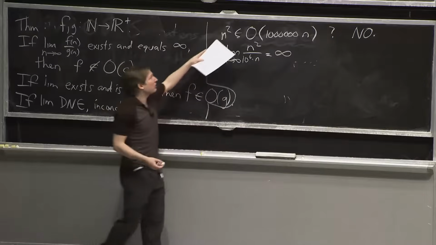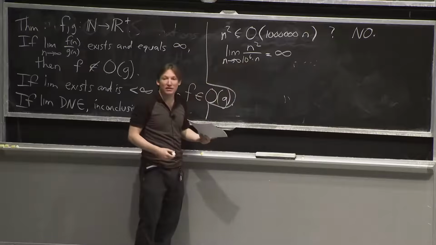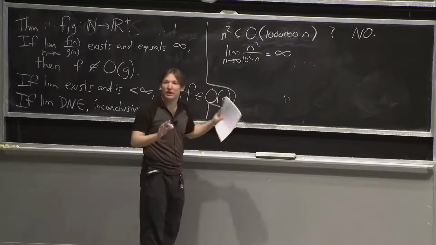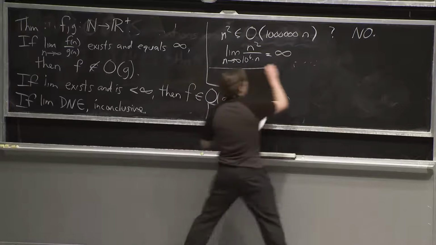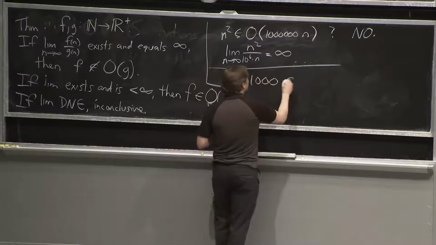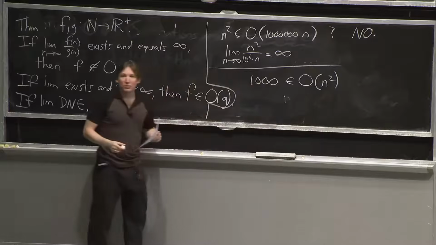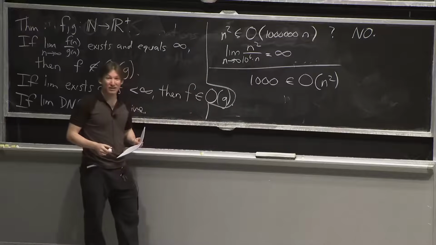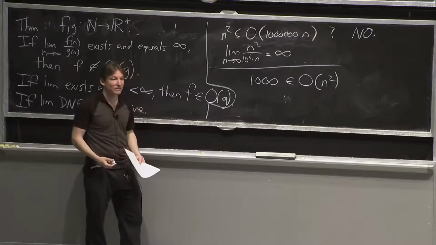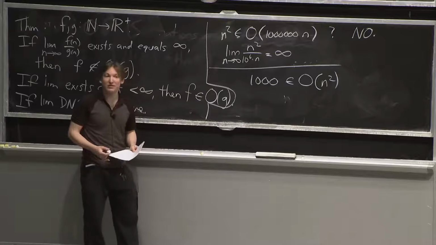So very often, if you're working with actual functions and you can actually take the limit and the limit actually exists, you get your answer much faster than if you were trying to think through the c's and the n naughts and whatnot. Another example is 1,000 in big O of n squared. What the heck do I even mean by that? 1,000 isn't a function of n. I thought we were talking about functions of n, right? Well, it is a function of n if you want to think of it that way.